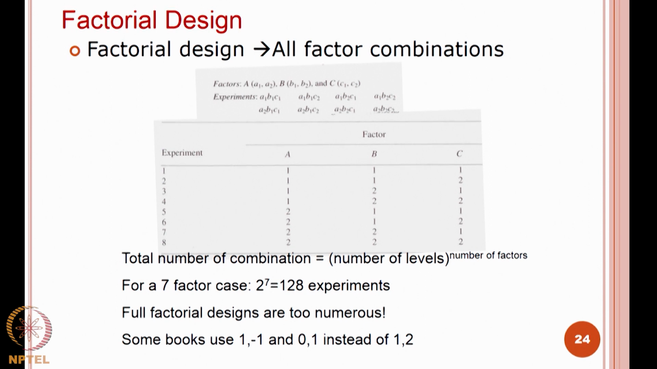Then the corresponding experiments, if you are doing all the combinations, should be A1, B1, C1, A1, B1, C2, like that, all the combinations you need to have. So, it will be 2 raised to 3. Where does this come from? Levels raised to factors. So, I will have 8 different combinations that I will do.